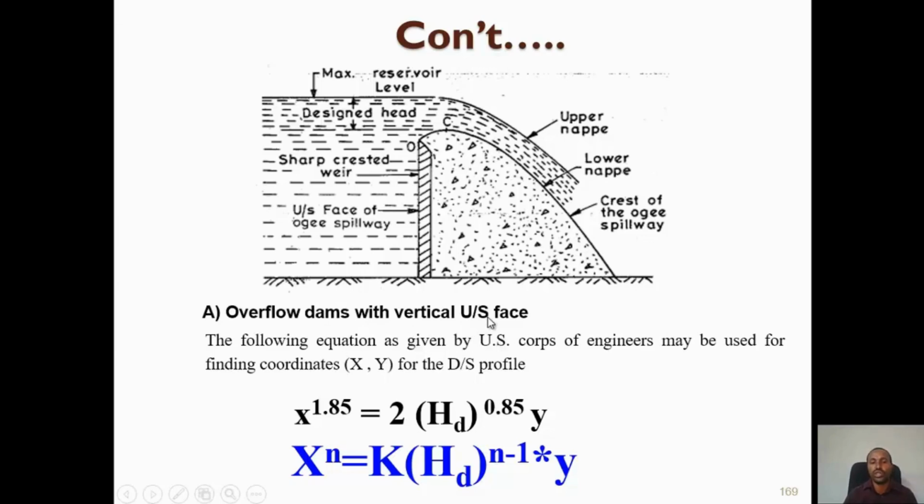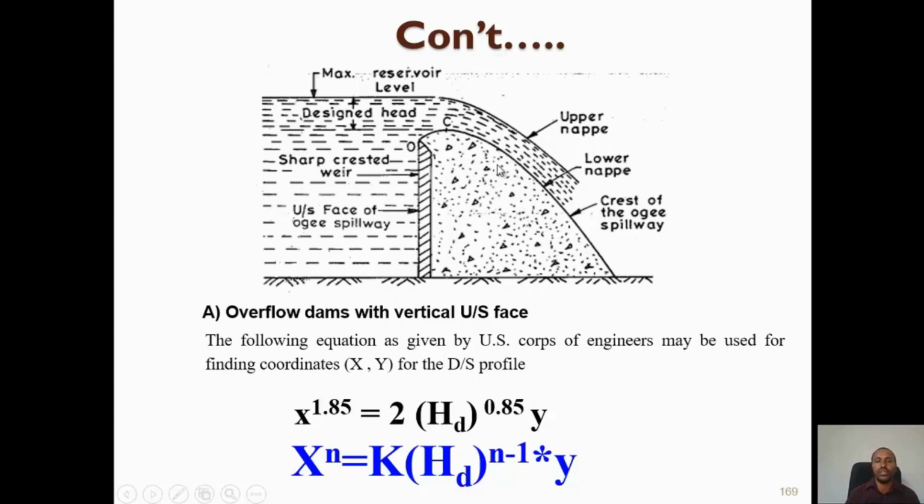The following equation, as given by the US Army Corps of Engineers, may be used for finding the coordinates X and Y for the downstream profile. You put in this downstream profile coordinate. You start from here, with Y in the downstream direction and X in this direction. Then finally you can draw the profile using this equation.